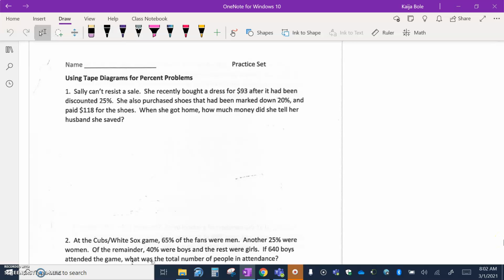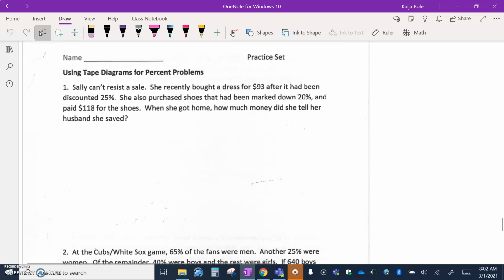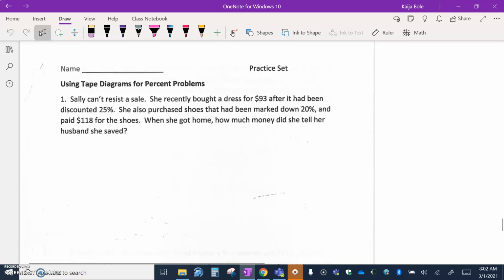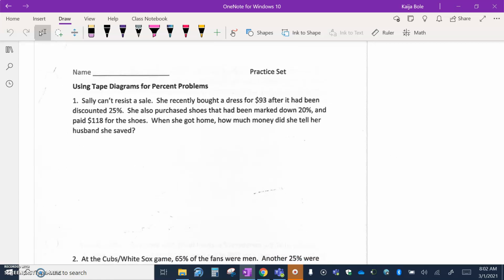Here we are on the classwork that I'm calling the tape diagram classwork. It does just say practice set at the top, so make sure you're looking at a page like this. And really for today, all I want you to focus on is number 1 and 2.